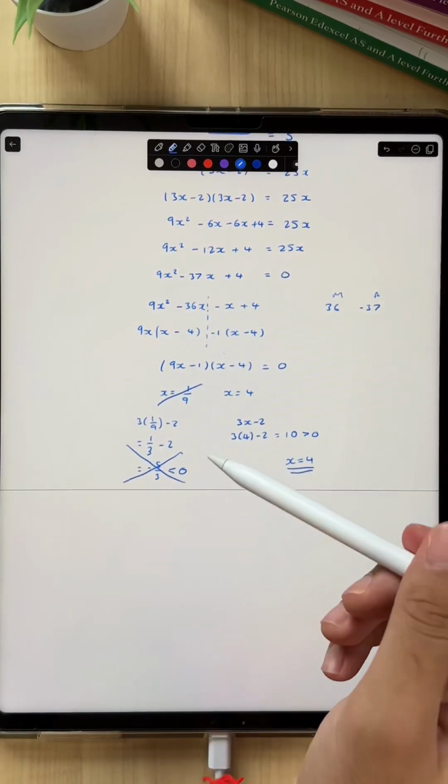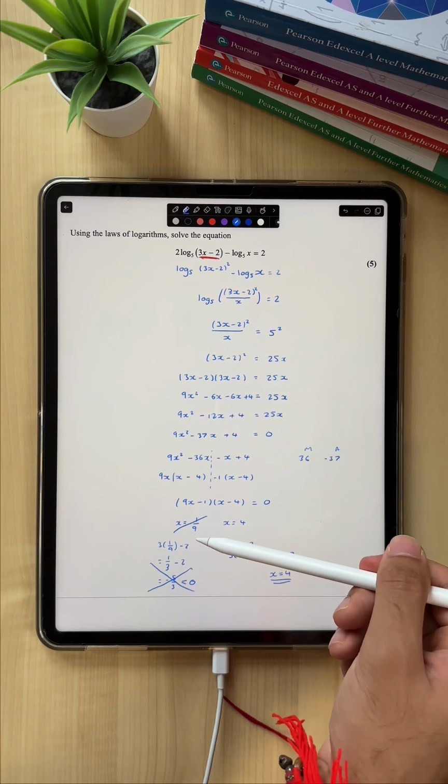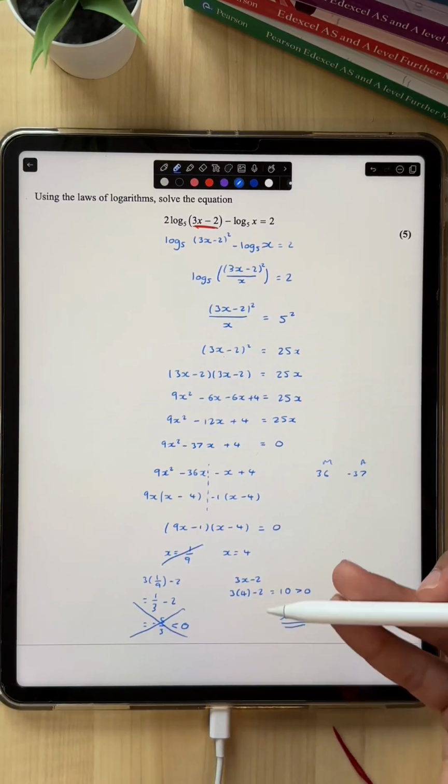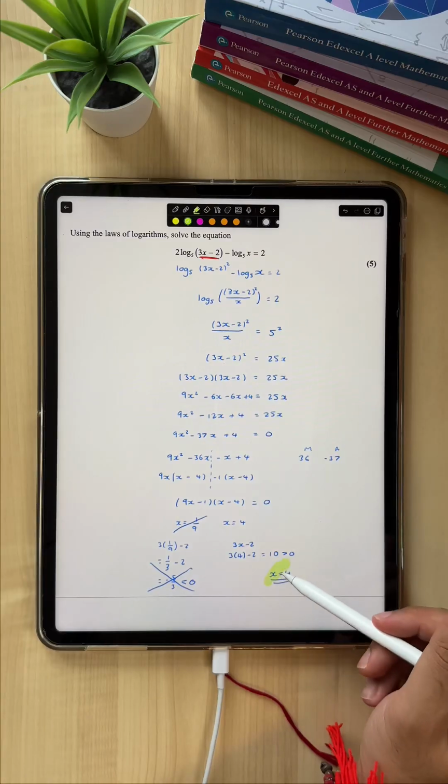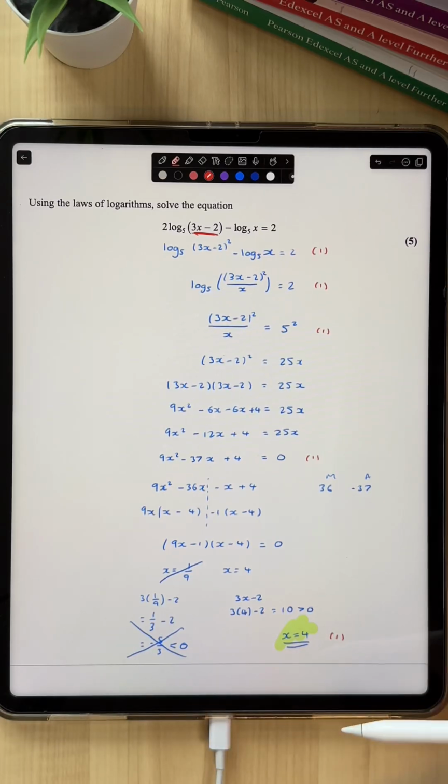This is something that catches a lot of people out, and you would lose a mark if you included that as a solution. So make sure with your solutions you check back with the equation to see if they work. That leads you to your final answer, and here's where you'd get your mark for the working.